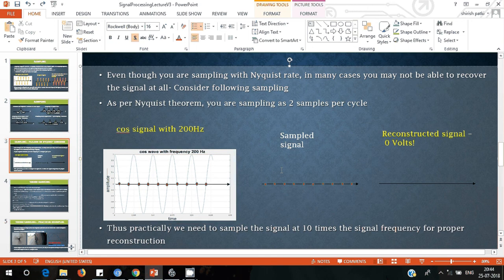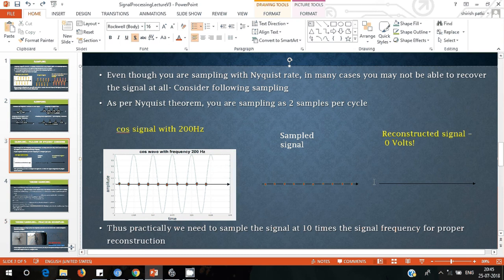You should sample any signal with a frequency which is at least 10 times higher than your signal frequency, so that you can reconstruct a proper shape of your original signal, and you should not get such a 0 volt signal at the receiver.